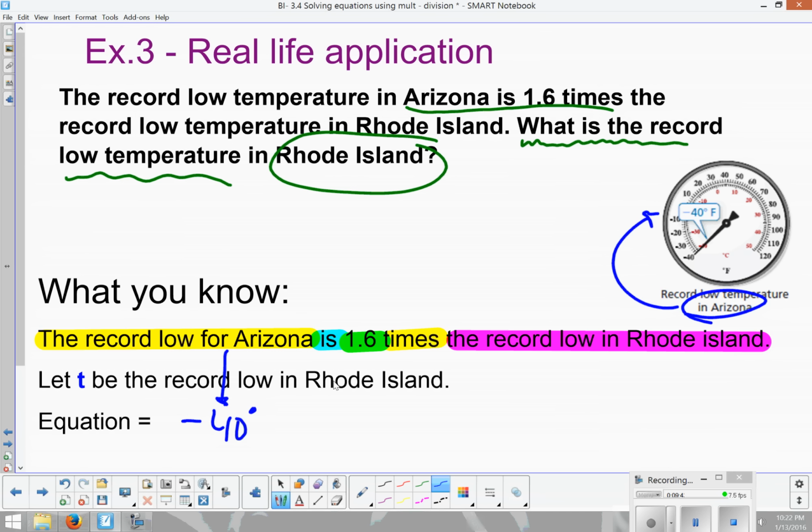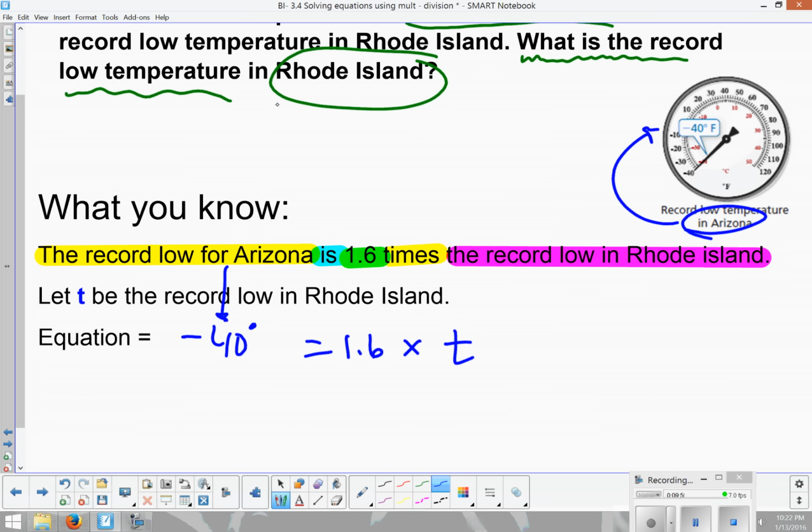What does "is" mean in math? "Is" means equals, so -40 equals 1.6 times, what's the record low in Rhode Island? Do we know? Is that what we're looking for? Yes. So it says let T be the record low. So we can put T here. So now it looks like we're going to solve for T to find the temperature for Rhode Island. Again, using this sentence here, I created an equation.